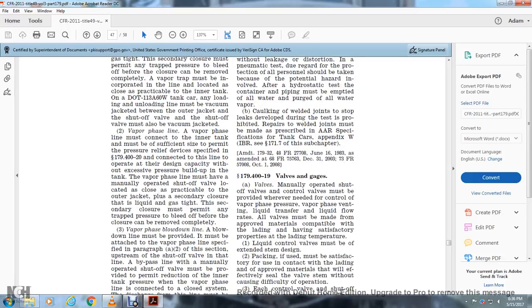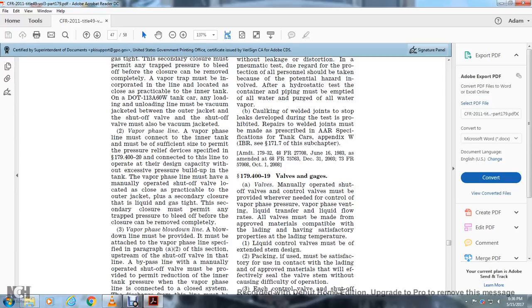2. Vapor phase line. The vapor phase line must connect with the inner tank and must be positioned to permit the pressure relief devices specified in 179.420 to be connected to the line and operated within their design capacity, with no excessive pressure buildup in the tank of the vapor phase. But they must have a manually operated shutoff valve located as closely as practical to the outer jacket, plus the secondary closure.